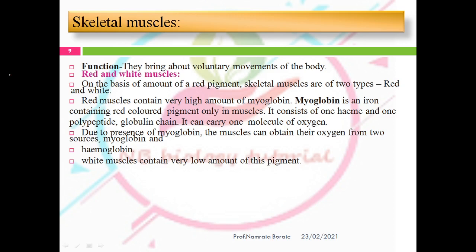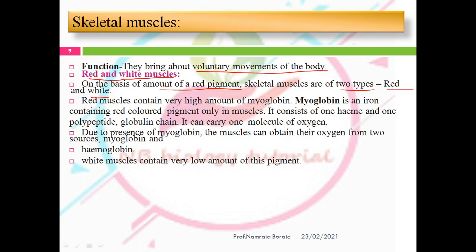The function of the skeletal muscles is to bring about the voluntary movement of the body. There are two types of muscles, that is the red and the white muscles. On the basis of the amount of red pigment, the skeletal muscles are of two types. First one is the red and the second one is the white.